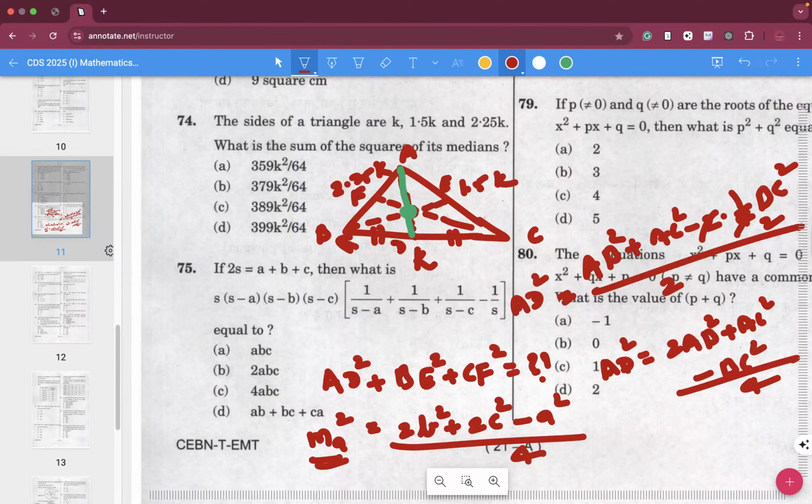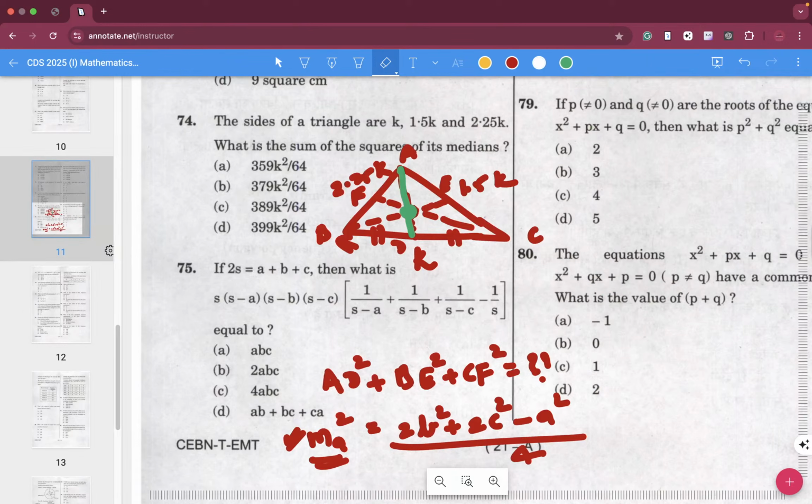Median A, which is AD square, is equal to 2 times AB square plus AC square minus BC square, divided by 4, right? So this is the proof over here, folks, for your Apollonius theorem. You did not ask for it, but I still gave it to you. So median A is this particular value. Now I'll delete this as well.